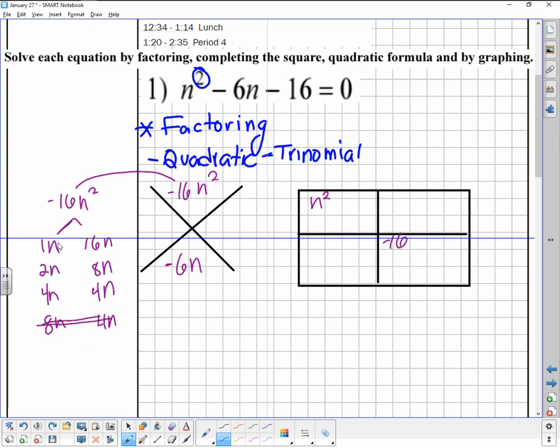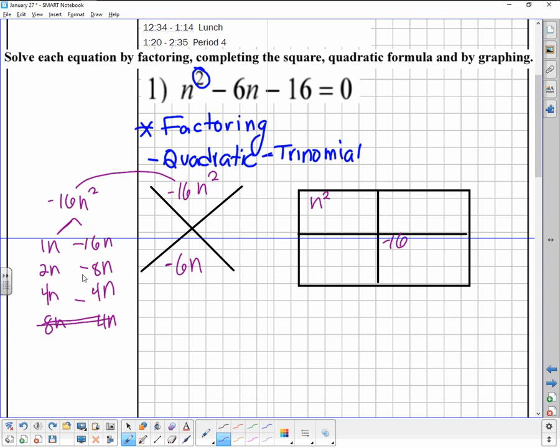Now, can a positive value times a positive give me a negative answer? That means that one of them has to be negative. For help, for clues, look at the bottom one. This one and the larger ones have the same sign. So if this is negative, all of these should be negative.